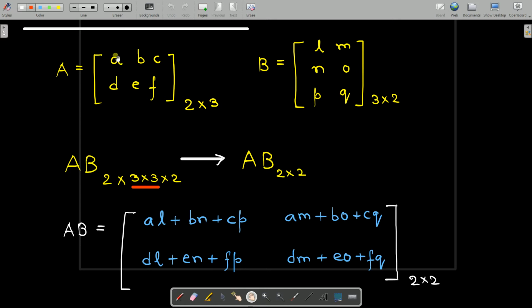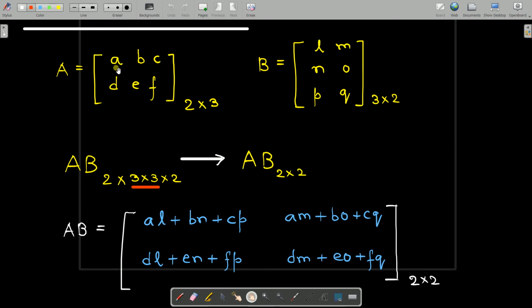The first element has to be multiplied with the first element of the second matrix. So A into L plus B into N plus C into P. What you have to do is take the first row and the first column, multiply them individually and add them. So here I have taken the first row, multiplied with the first column, and added them individually. Again I will take the first row, multiply it with the second column, and then add it individually.